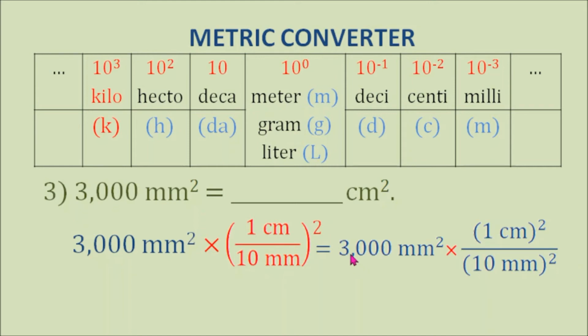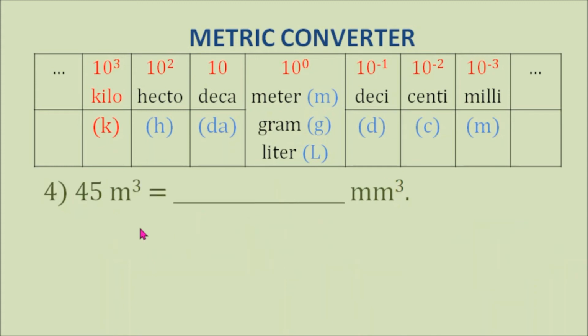So we have 3000 millimeters squared times 1 cm squared over 10 millimeters squared. Now millimeter squared cancels out, so we have 3000 times 1 centimeter squared divided by 10 squared, and 10 squared is 100, so 3000 divided by 100 is just 30. Example number 4.